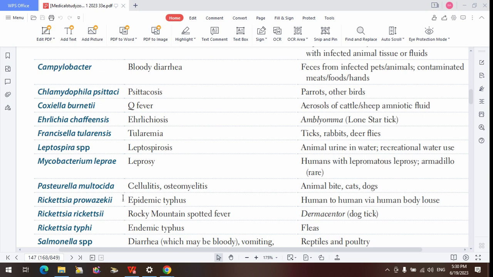You already know your gram stain feature of Pasteurella. So how will they appear?